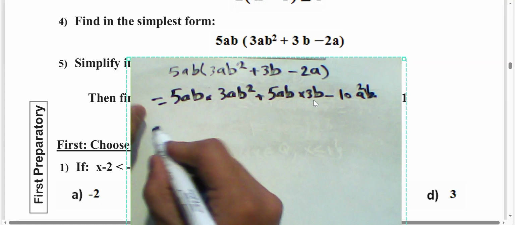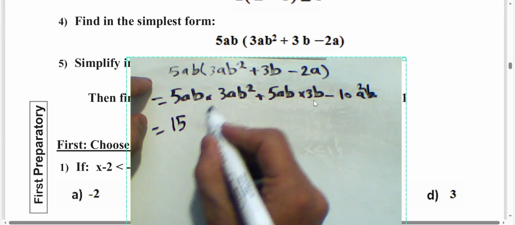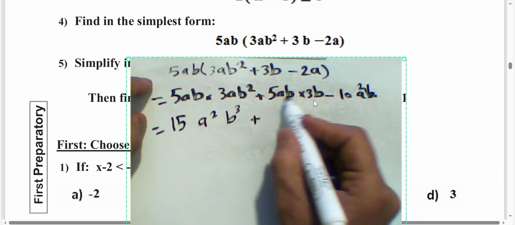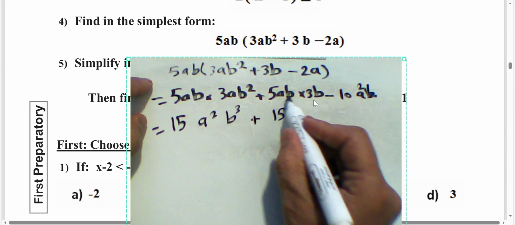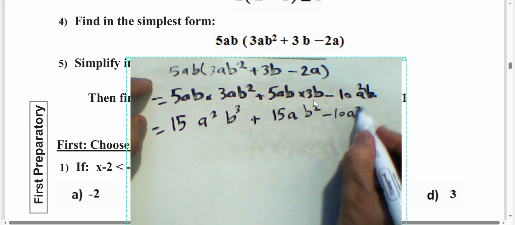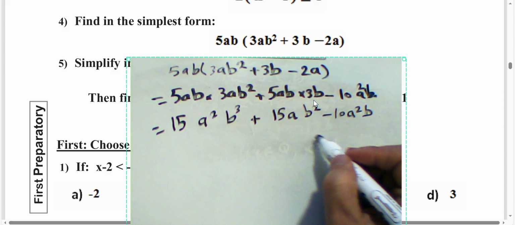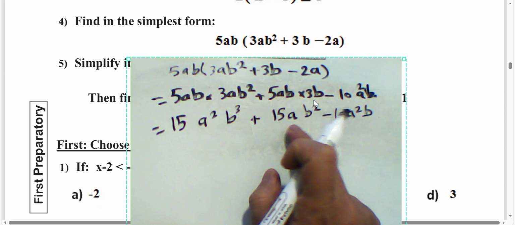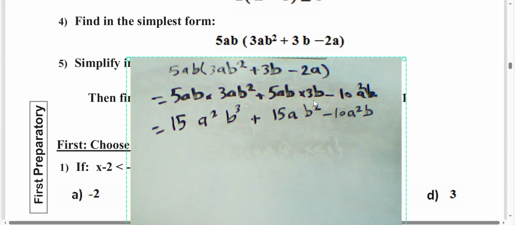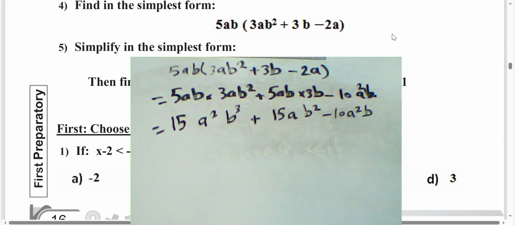Now we can write the answer. 3 times 5 is 15, a times a power 2, b times b power 2 equals b power 3. 5 times 3 is 15 and b times b is b power 2, subtract 10 a power 2 b. We have a power 2 b power 3 and a power 2 b. We can't simplify further without similar terms.